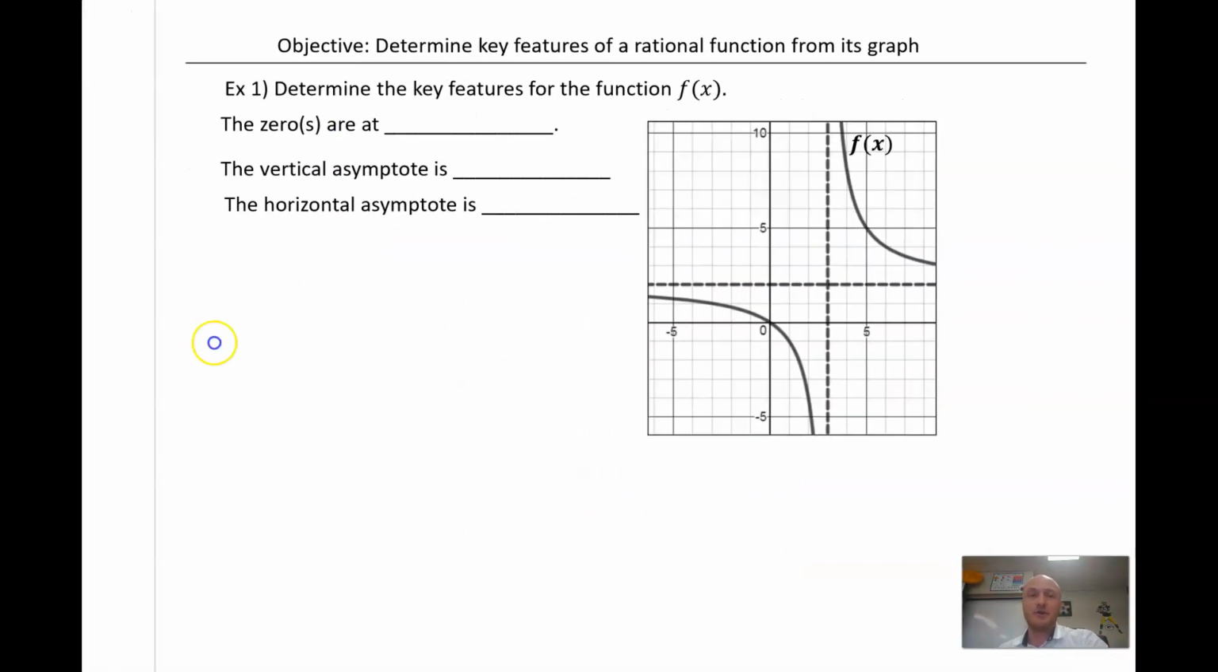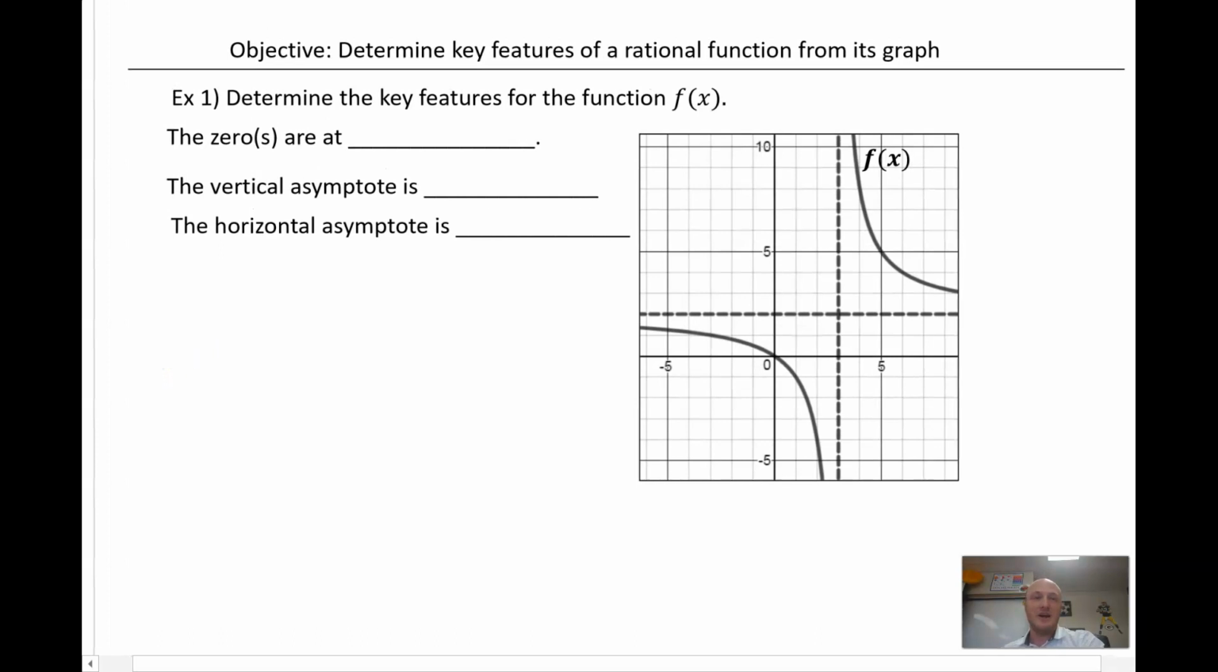Here they want us to determine the key features for this rational function. We'll start off with the zero, and you can see that the graph touches the x-axis right here. What's that x value? Well, the x value is 0. So I'm going to name it: it has a zero at 0. Again, you're just using the x value.